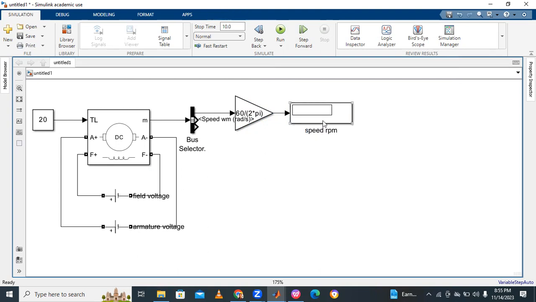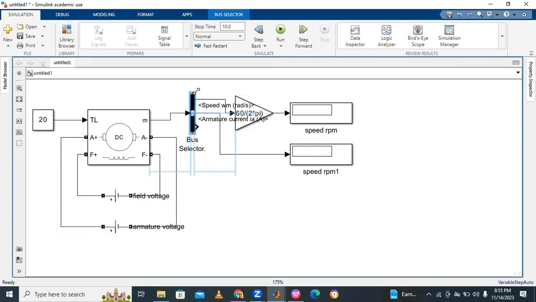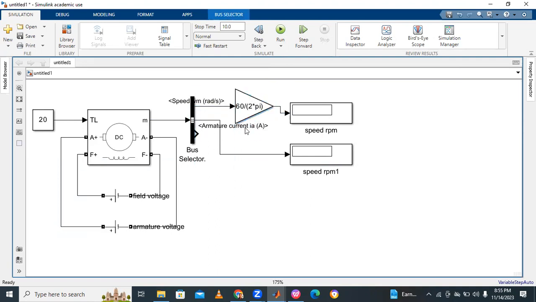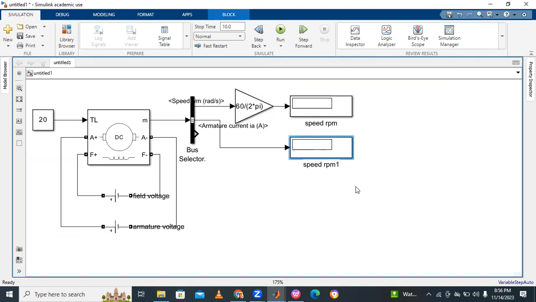Revolutions per minute. Similarly, take one display, connect to the next terminal. This is called armature current. By enlarging, it is easier to see. Speed, armature current. So this is our armature current. No need to multiply by gain. Only speed in radians per second needs multiplication by 60 by 2 pi to convert into RPM. The first one is called speed. The second one is called armature current.